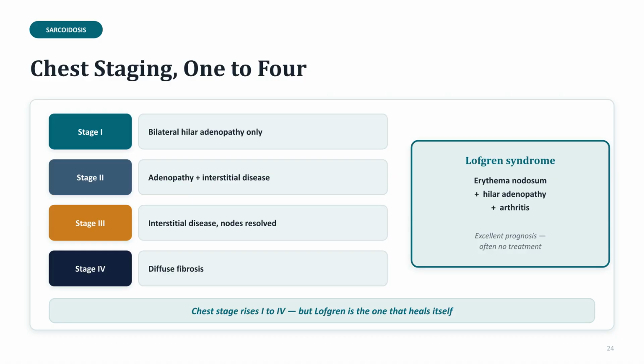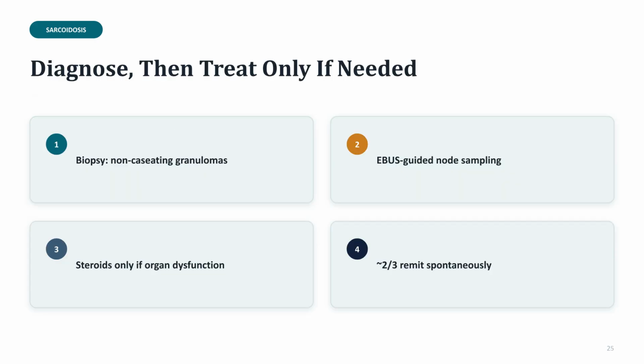One special pattern deserves its name: Lofgren syndrome. Erythema nodosum plus hilar adenopathy plus arthritis. It carries an excellent prognosis and often needs no treatment. Confirm sarcoidosis with tissue showing non-caseating granulomas. Endobronchial ultrasound-guided sampling of a chest node is the modern first choice. Always exclude infection and lymphoma, which can look identical.